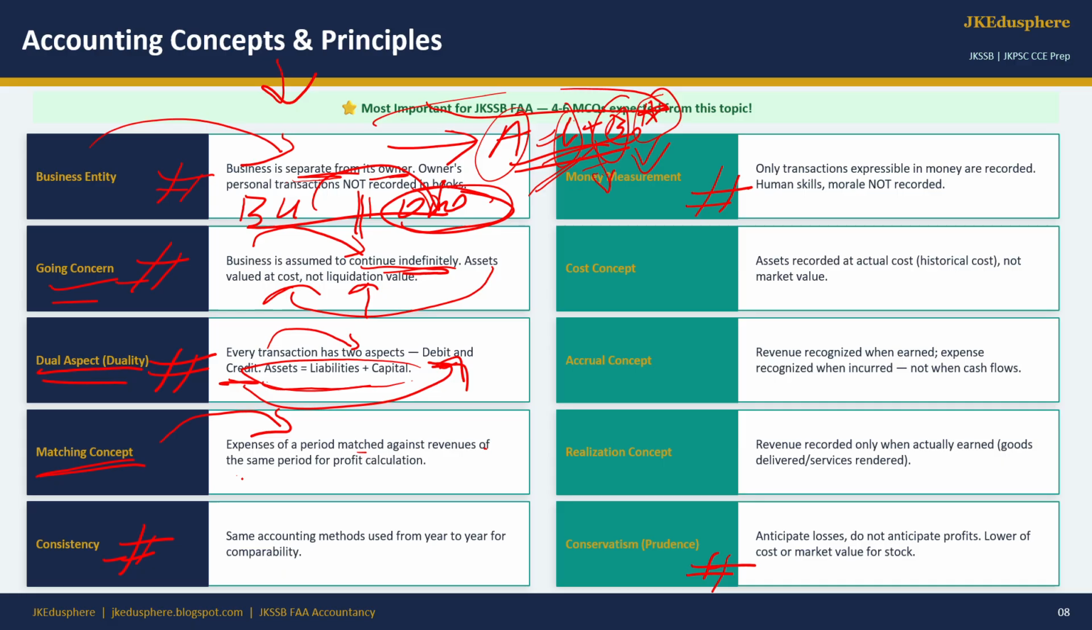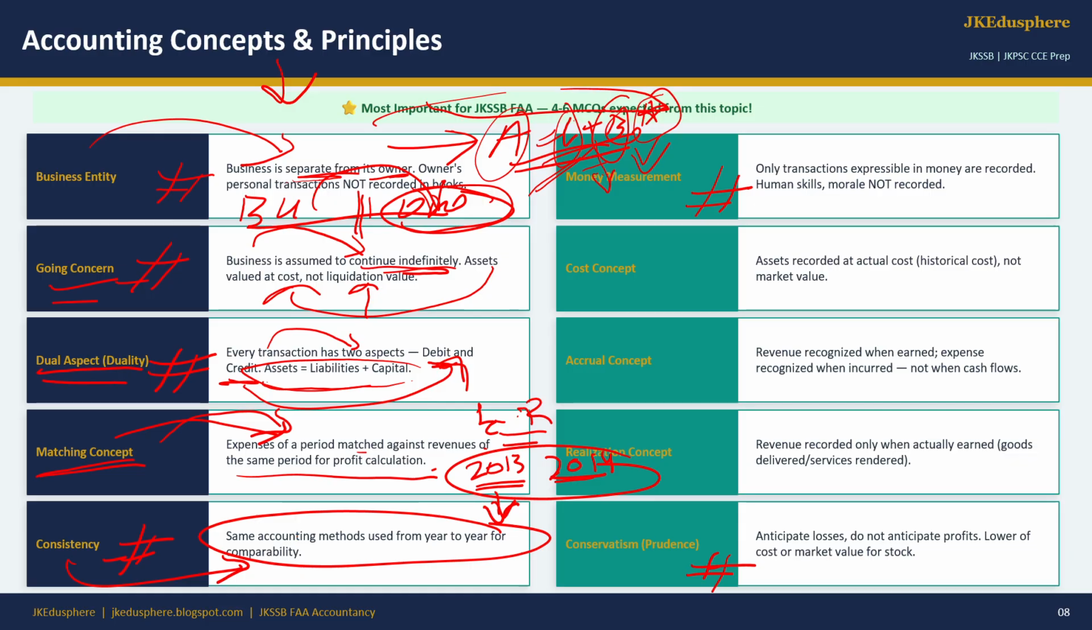So next part is matching concept, expense of a period matched against revenue of the same period. We have to match the expenses and revenues of the same period. It's not like that we can measure the revenues of 2014 using the expenses of 2013. So this we have to remember, matching concept. So next part is consistency over all the years of accounting. Over a period or year to year, we have to use the same accounting method for comparability.